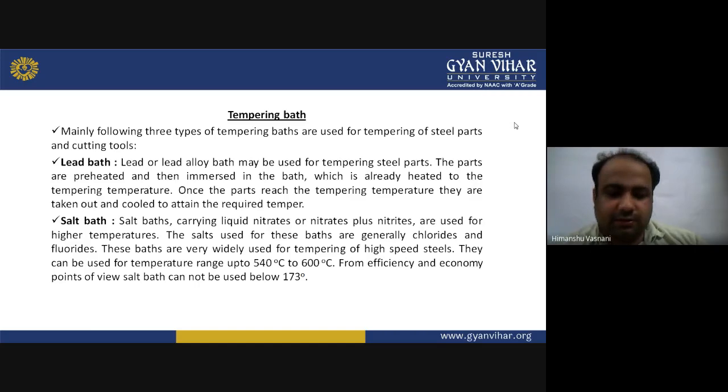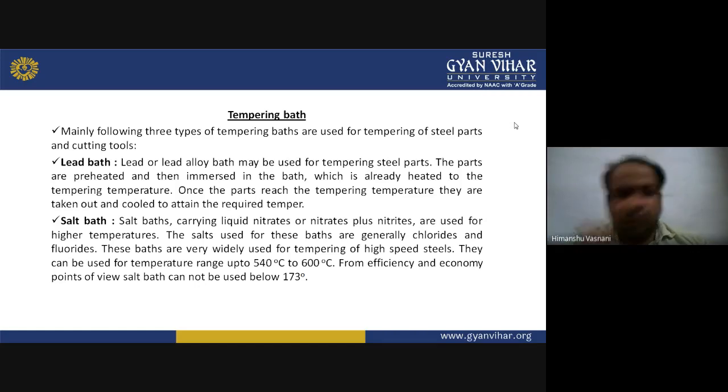Now the tempering bath. After discussing how the tempering process is done at different temperatures and how the color formation also tells us the different temperatures, mainly the following three types of tempering bath are used for tempering steel parts and cutting tools. The first is the lead bath. Lead or lead alloy bath may be used for tempering steel parts. The parts are preheated and then immersed in the bath, which is already heated to the tempering temperature.